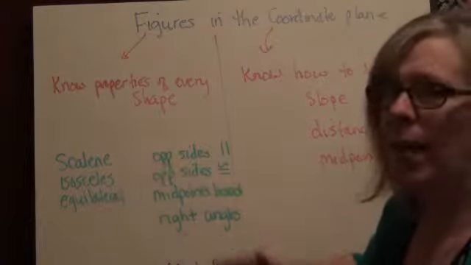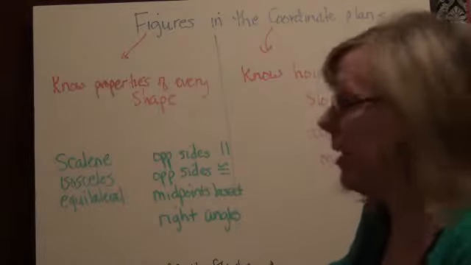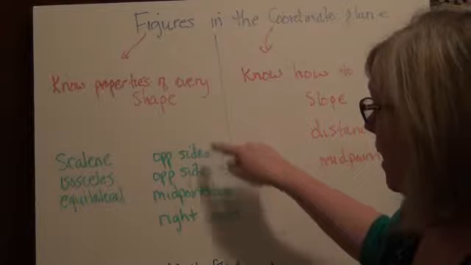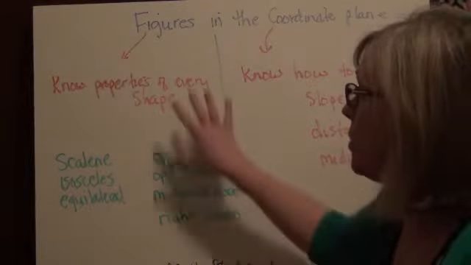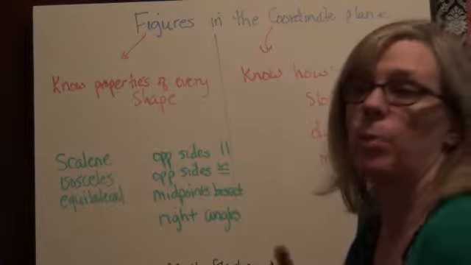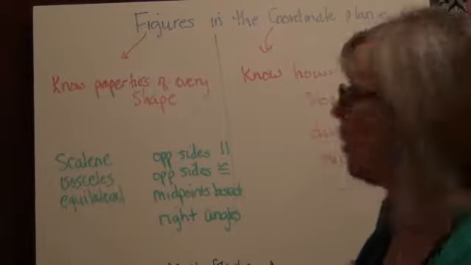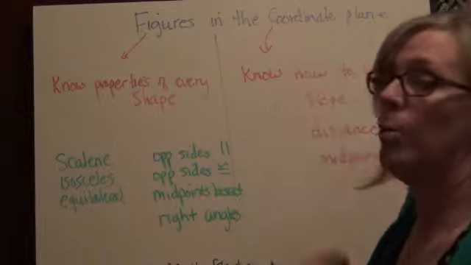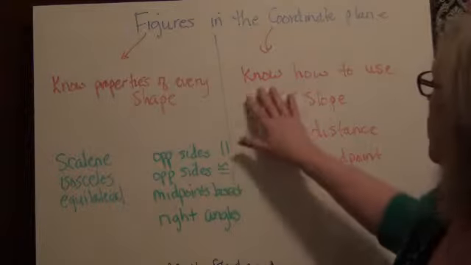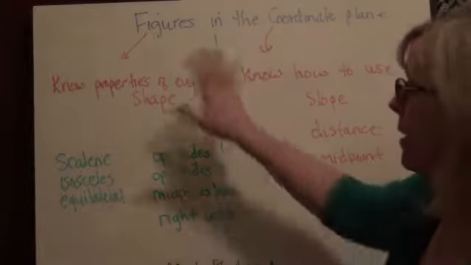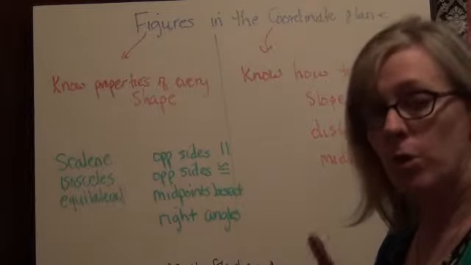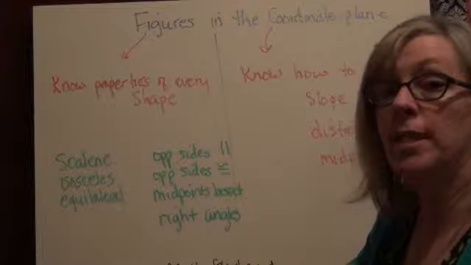Scalene, isosceles, equilateral: what do those things mean and how do I find them? The opposite sides parallel, the opposite sides congruent, the midpoints bisect, and the right angles. Those would tell us if something's a parallelogram or a rectangle or a square. But then we also had to know about the coordinate plane. So we had to know how to use things like slope and distance and midpoint to find out these things. So this is where that knowledge comes together.